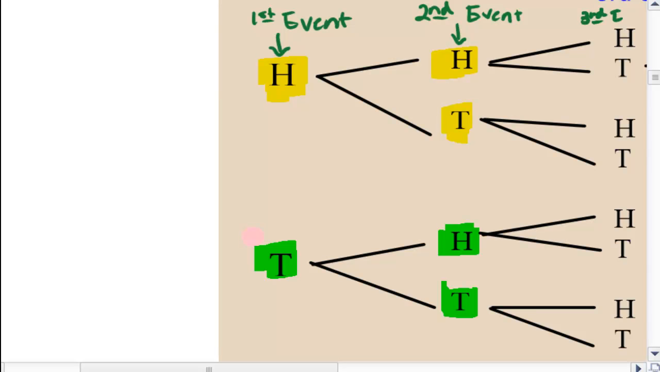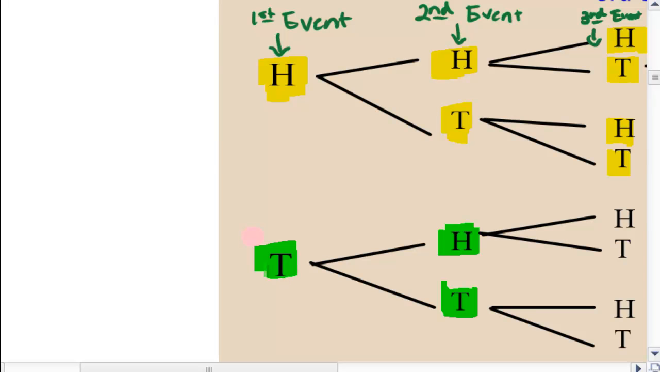For my third event, I want to list all of the outcomes that are possible here, branched off of each of the outcomes in the previous event. I could end up with heads in my first event, and heads or tails in my second event. If I get heads in the first event and heads in the second event, then in my third event I could get heads or tails. So I could have heads, heads, heads, or heads, heads, tails. Or I could get heads in the first, tails in the second, and then heads or tails in the third. So I could get heads, tails, heads, or heads, tails, tails.